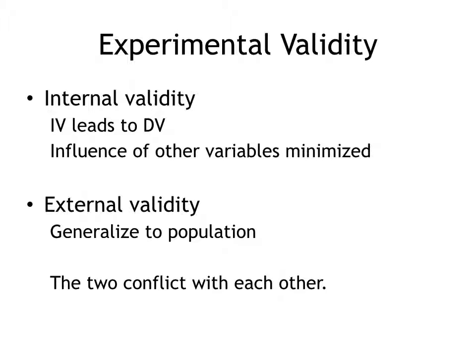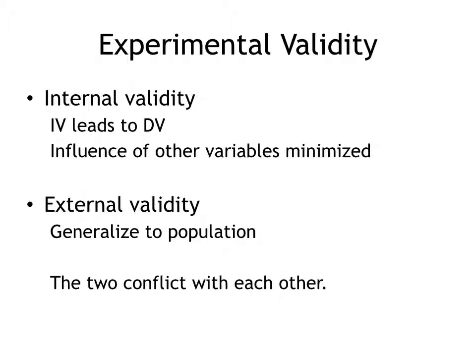Now, I've talked about internal validity before. Internal validity means, remember, that you're really confident that the independent variable, what you manipulated, led to the outcomes, to the dependent variable that you're measuring. And you've minimized the influence of other variables. Now, the opposite of that, or what goes along with that, is external validity, where you can take what you find and you can generalize it out to the population.